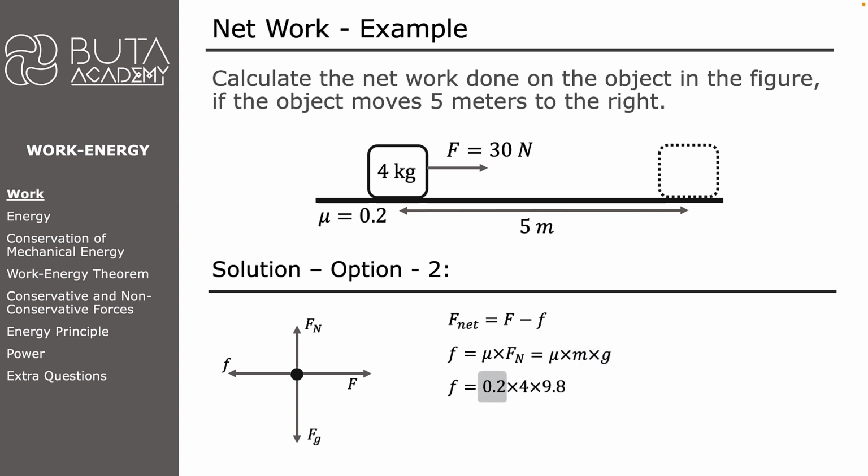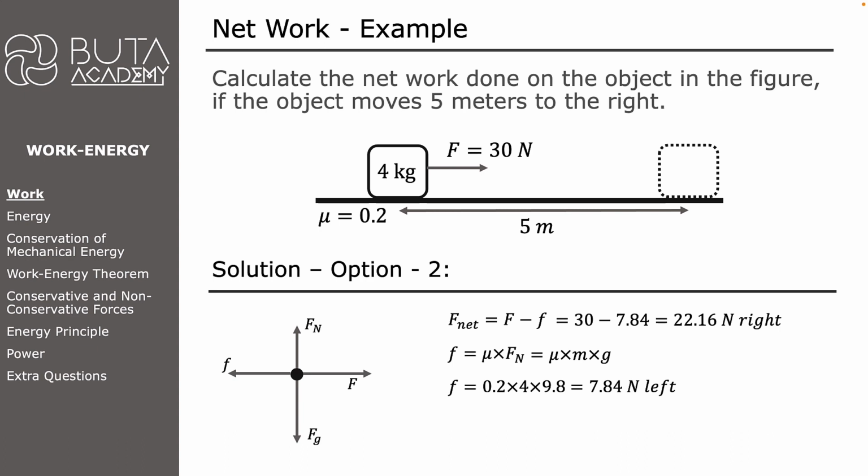Coefficient of friction is 0.2, mass of the object is 4 kilograms, and gravitational acceleration is 9.8 meters per second squared. Friction force is equal to 7.84 newtons, and it is acting to the left, opposite to the direction of motion. Net force is equal to 30 minus 7.84, which is equal to 22.16 newtons to the right.